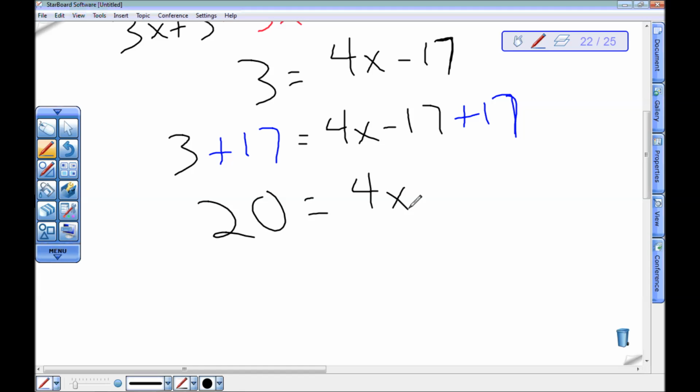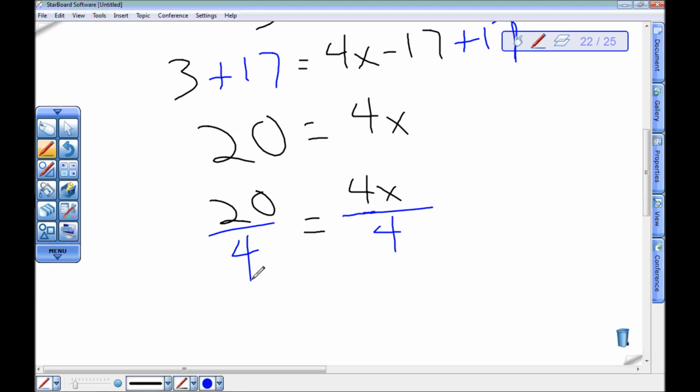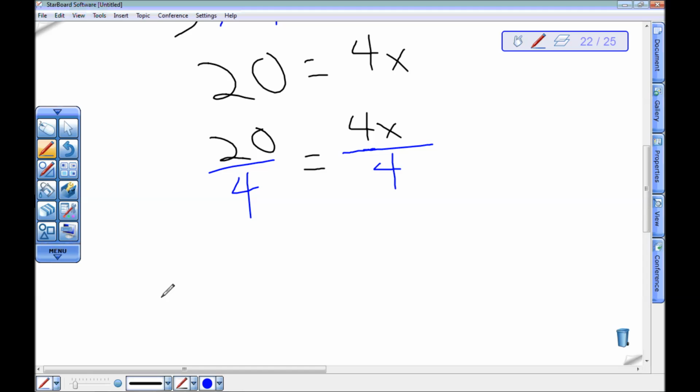Now I can divide to get just x on one side, which is what I want to do. So I'm going to divide by 4. Right? I want that x to have a 1 in front of it, or be a 1x. So I'm going to divide both sides by 4. 20 divided by 4 is 5. 4 times x divided by 4 is x. Looks like 5 is the solution to this equation.